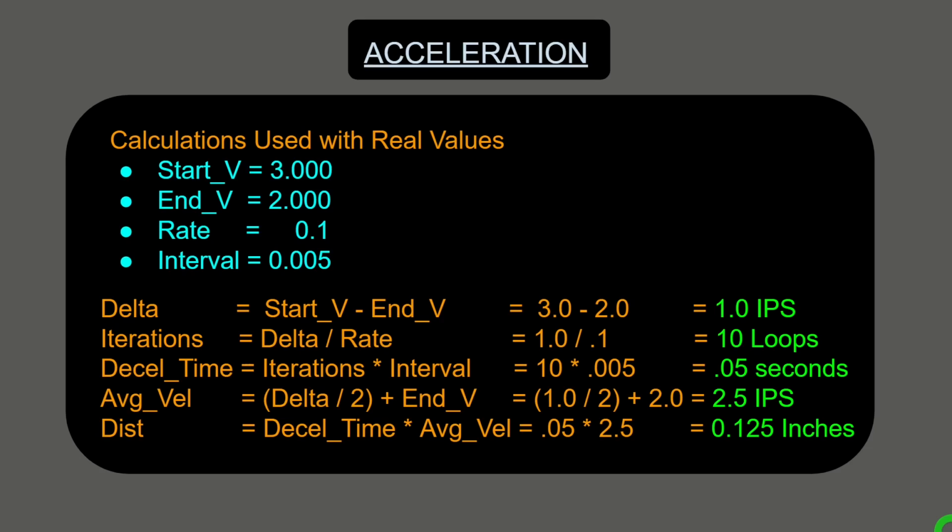So that would be 1 divided by 2 plus 2.0, the ending velocity, and that gives us an average of 2.5 inches per second. Finally, for the distance to decelerate, we would say decel time times the average velocity. So 0.05 times our average velocity of 2.5 inches per second gives us 0.125 inches of distance to decelerate. You may want to go over that code a few times, and then it'll start to make sense.